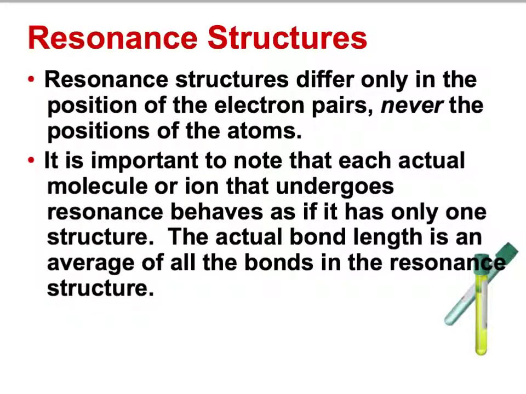So resonance structures differ only in the position of the electron pairs, never the positions of the atoms. If you noticed in that last structure, the N was in the center for all 3 of the resonance structures, and the oxygen atoms did not move. The double bond is what moved.